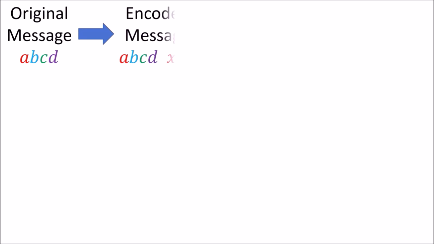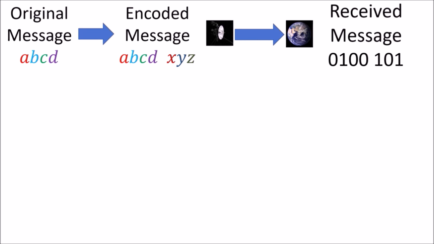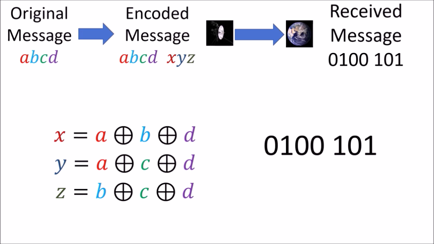So let's say some 7-bit code word gets transmitted from space and arrives on Earth. And on Earth we receive the bits 0100-101. So let's check these 3 redundancy bits here and see if they agree with these equations. So X is the XOR of ABD, which is 1, so the X bit makes sense. Y is the XOR of ACD, which is 0, so the Y bit makes sense. And Z is the XOR of BCD, which is 1, so the Z bit makes sense. So the redundancy bits are consistent with the data bits.